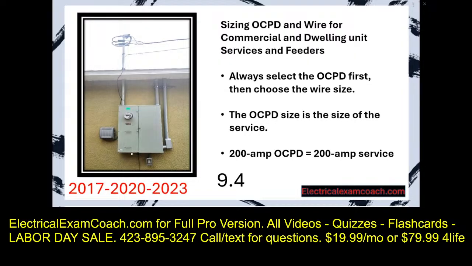It's very important for us to understand, before we move on in the program, that if I'm sizing services and I end up with a 200 amp overcurrent protective device, and that is the main breaker on that service, that is now a 200 amp service.